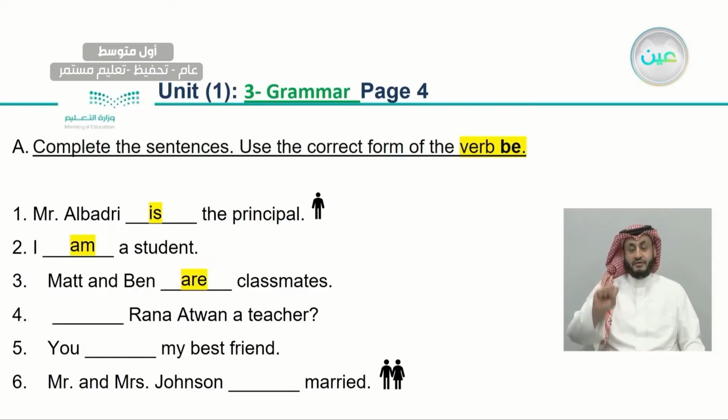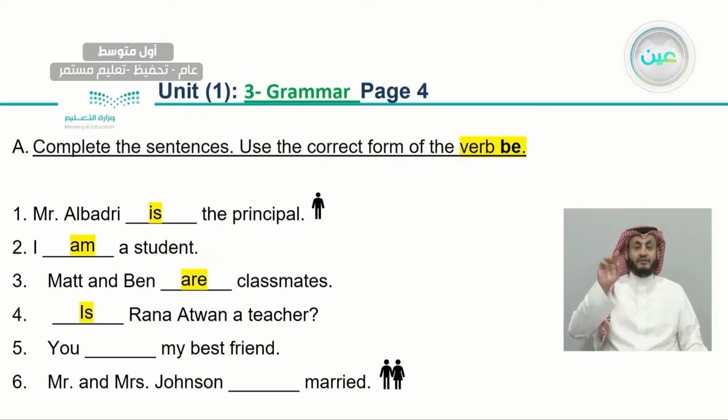Space Rana Atwan, a teacher. And there is a question mark. We are making a question here. So this is the name of a person, probably a lady, and she's only one person. What do you think the verb of be would be? Is Rana Atwan a teacher? I'm wondering, okay? Number 5, you space my best friend.